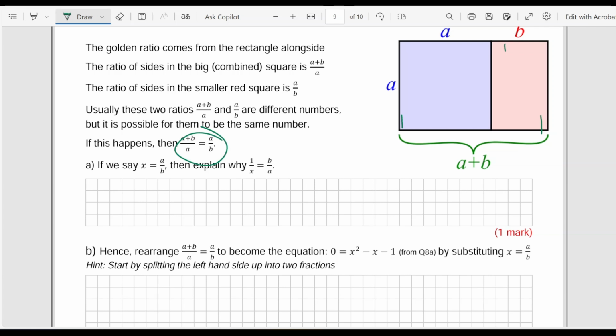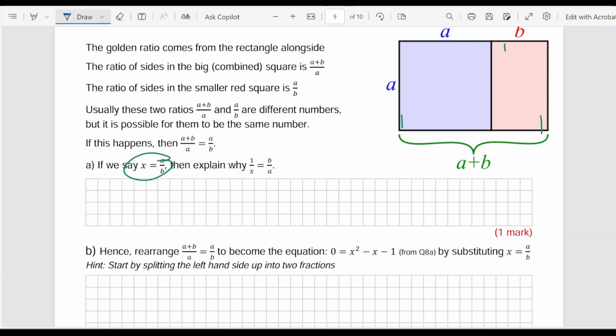All right, so we go with this equation, well, sorry, this one here. X is A over B first. Therefore 1 over X is the same thing as saying 1 divided by X, which is 1 divided by A over B, which is 1 over 1 times B over A, which is B over A. So that's why that one's true. It's sort of like dividing fractions.